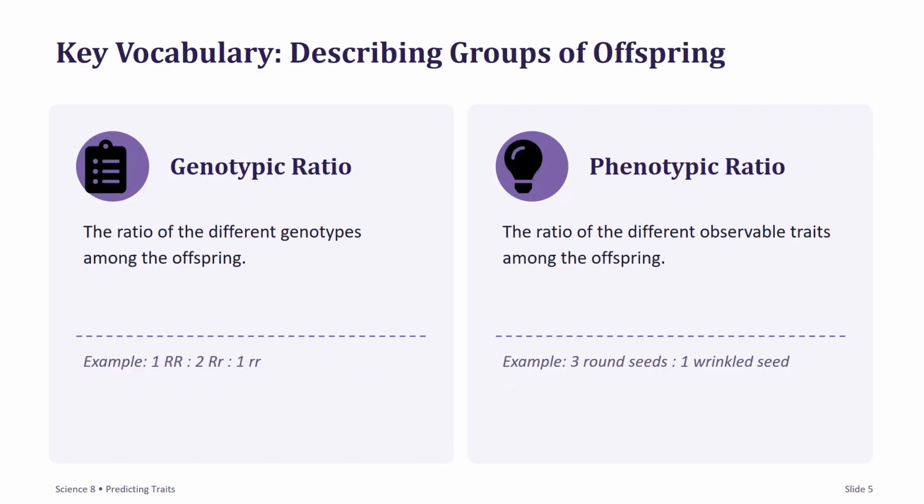Now let's learn how we describe whole groups of offspring, using two more terms, genotypic ratio and phenotypic ratio. Genotypic ratio is the ratio of the different genotypes among the offspring. For example, 1 RR to 2 RR to 1 RR. Phenotypic ratio is the ratio of the different observable traits among the offspring. For example, 3 round seeds to 1 wrinkled seed. These two vocabulary words will come up again and again in the examples ahead, so let's make sure we remember them well.